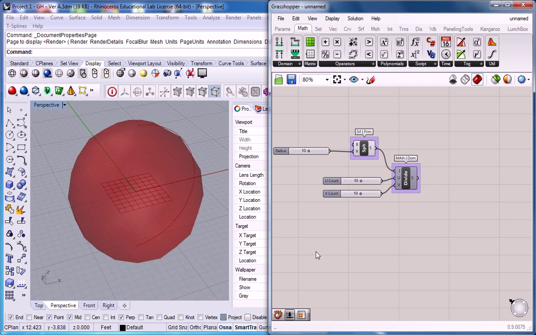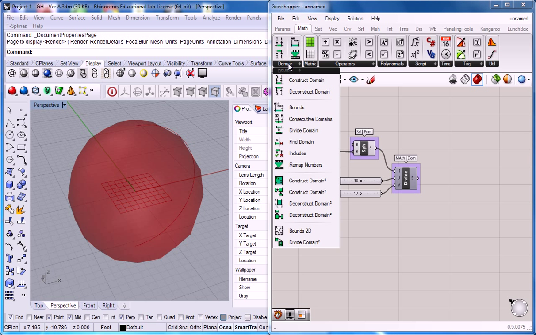Which divide was it? So the question was, which divide was it? It's divide domain squared. So you go to math, domain, and it's all the way down at the bottom, divide domain squared. We did two types of domain work last week. We did a construct domain, where we told it minimum, maximum based on a surface. In this case, we're not constructing anything. We're just breaking it down.